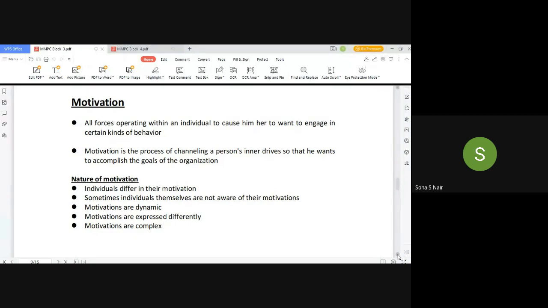So personal factors are what? Personal factors are psychological factors, demographics, our backgrounds, our education, our families, our genetics. All those things are personal factors, could be psychological and otherwise also. So all those things basically influence motivations. That is the reason motivations are complex. They are difficult to understand. It becomes all the more difficult then to understand why people behave in an organization in a particular manner. So that is why studying motivation is so important.